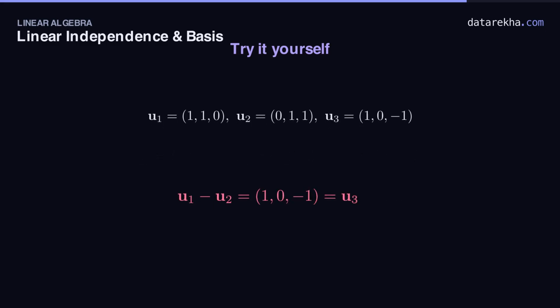Look closely. U1 minus U2 is (1, 0) minus (1, 1), which is exactly U3. The third vector was hiding inside the first 2 all along. So U1 minus U2 minus U3 collapses to 0. With scalars 1, minus 1, minus 1, none of them 0. That's a non-trivial recipe, so the 3 are dependent. Their span is only a plane, not all of space. If you caught that, you've truly got it.